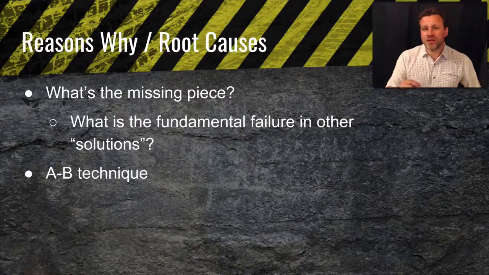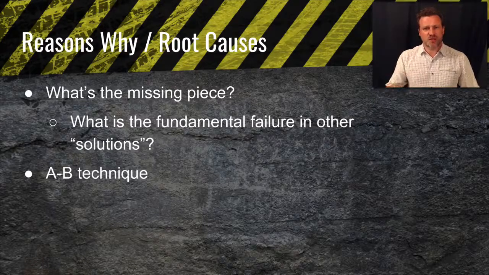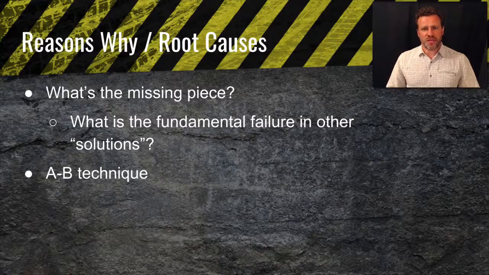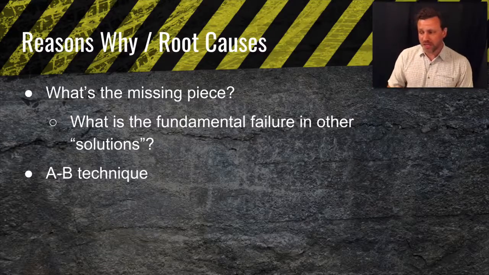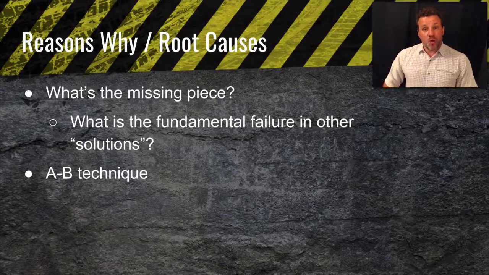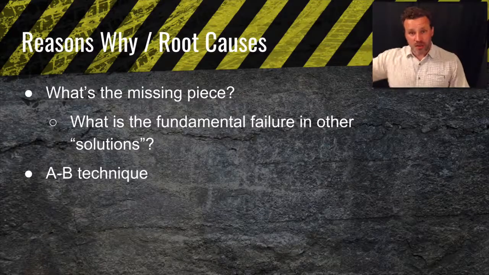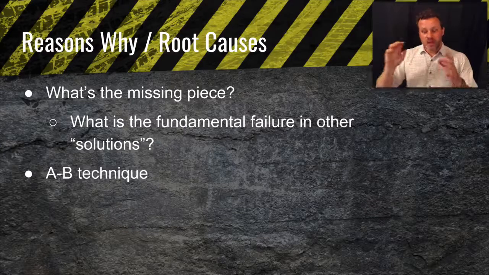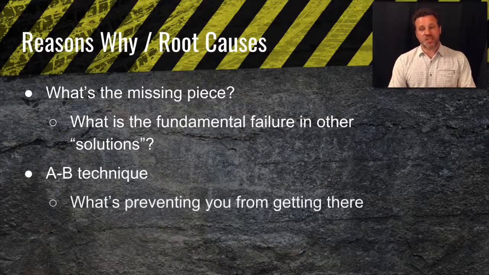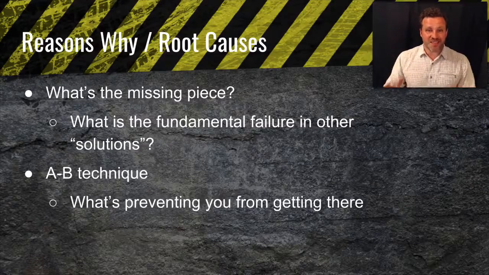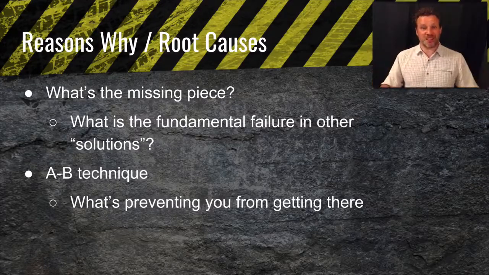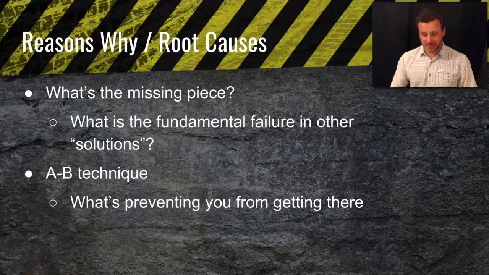Because you never want to make your prospects out to be stupid or lazy or whatever. It's just always a bad idea. You don't want to insult your prospects. There's a reason why you can't just go from here to there, and there's something missing in that, which is what we are going to provide. That's the simple aspect of the A to B method.